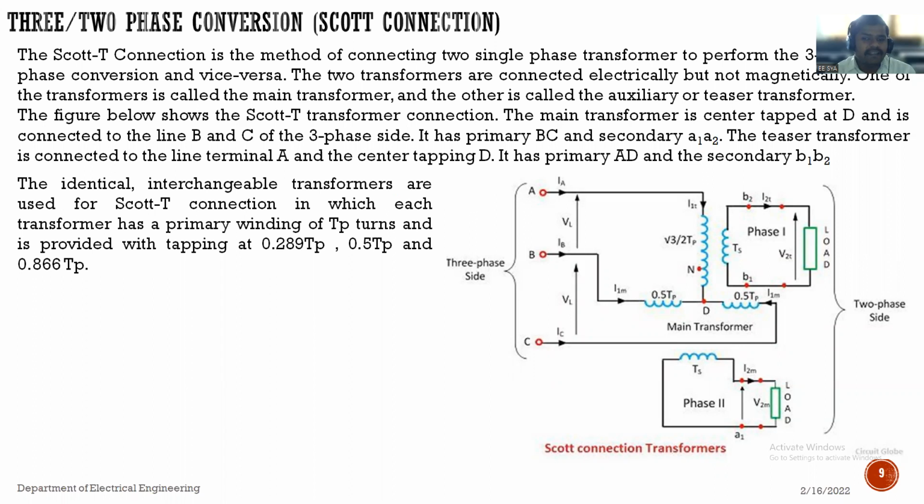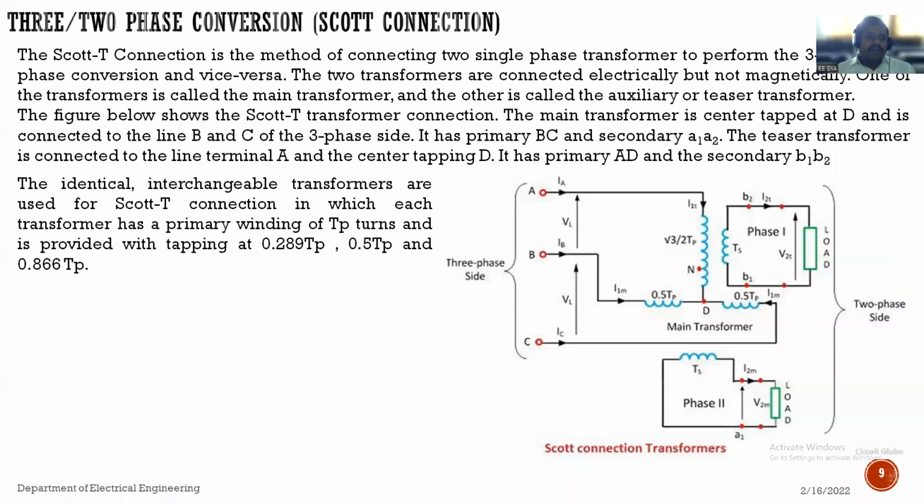On the secondary side, two phases are obtained. On the primary side, there are three phases. On the secondary side, there are two phases and the neutral point. If we make the neutral point common, then we will get two phases and neutral. So that means it is a three-phase to two-phase conversion. If we make the connection in reverse, it is two-phase to three-phase conversion. Like that, the Scott connection can be used.